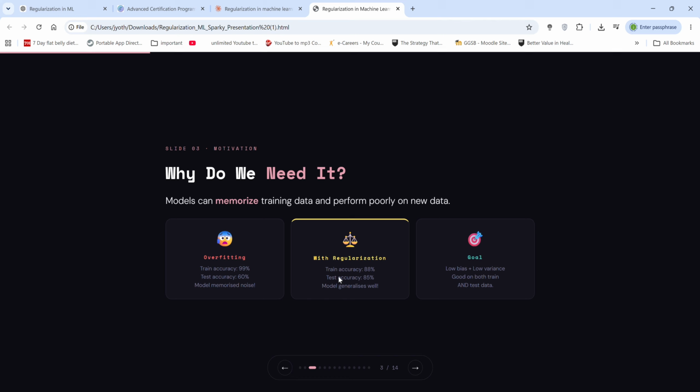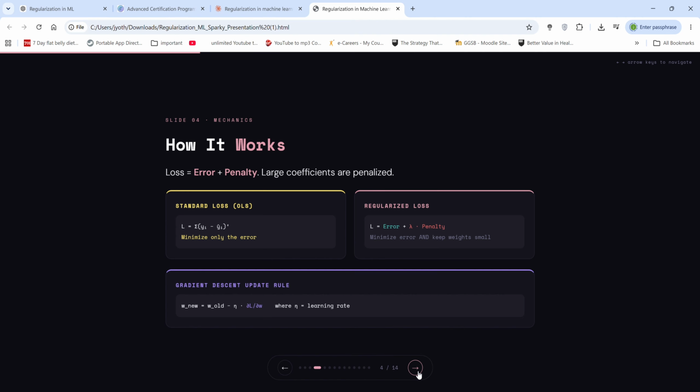So why do we need regularization? As we have said, we need regularization for reducing overfitting. We need regularization to remove the multicollinearity, as well as to select the features. Now, how does it work?